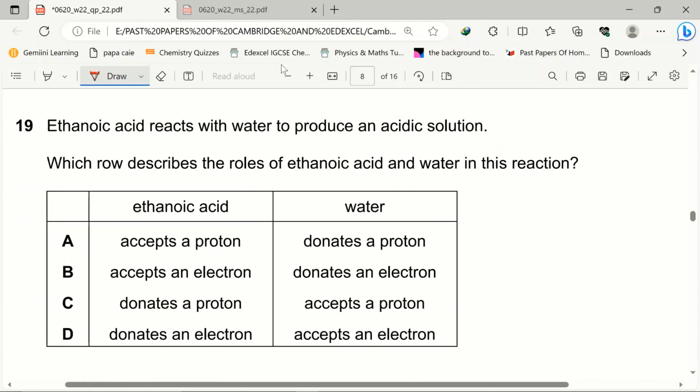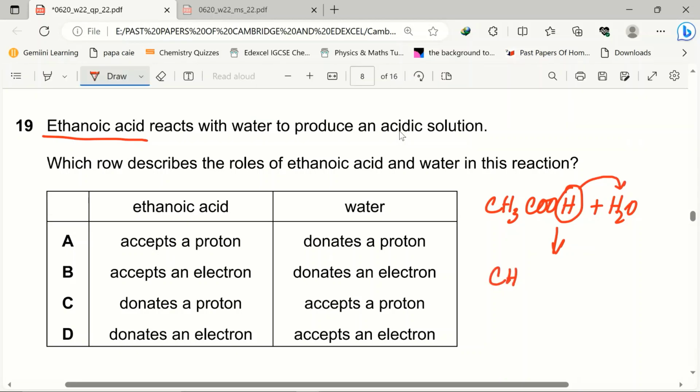Number 19, organic chemistry. Ethanoic acid reacts with water to produce an acidic solution. Which row describes the roles of ethanoic acid and water in this reaction? So aqueous ethanoic acid. You know, ethanoic acid is vinegar. If we write the reaction, CH3COOH plus H2O, if they react together, we know this hydrogen is the acidic hydrogen of ethanoic acid. We have 4 hydrogens in ethanoic acid, but only the carboxylic acid hydrogen is the acidic hydrogen. So this proton will be donated here.